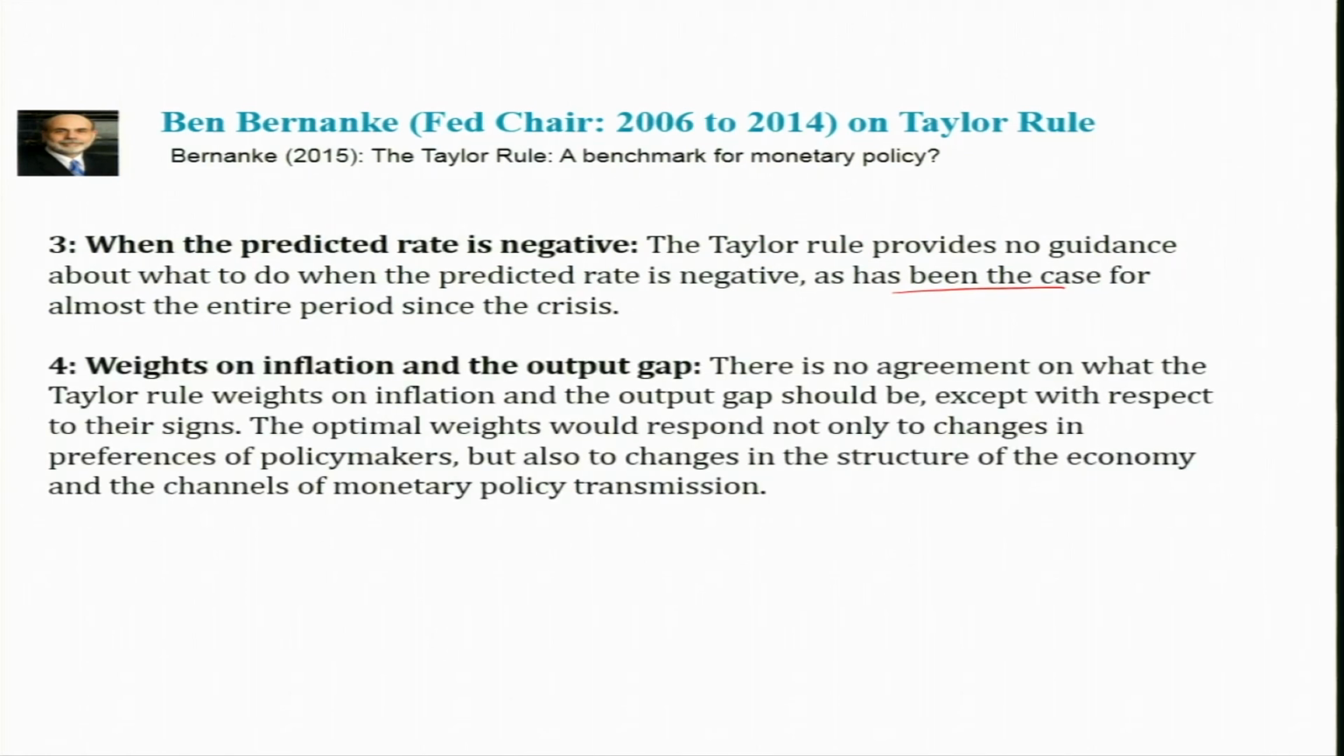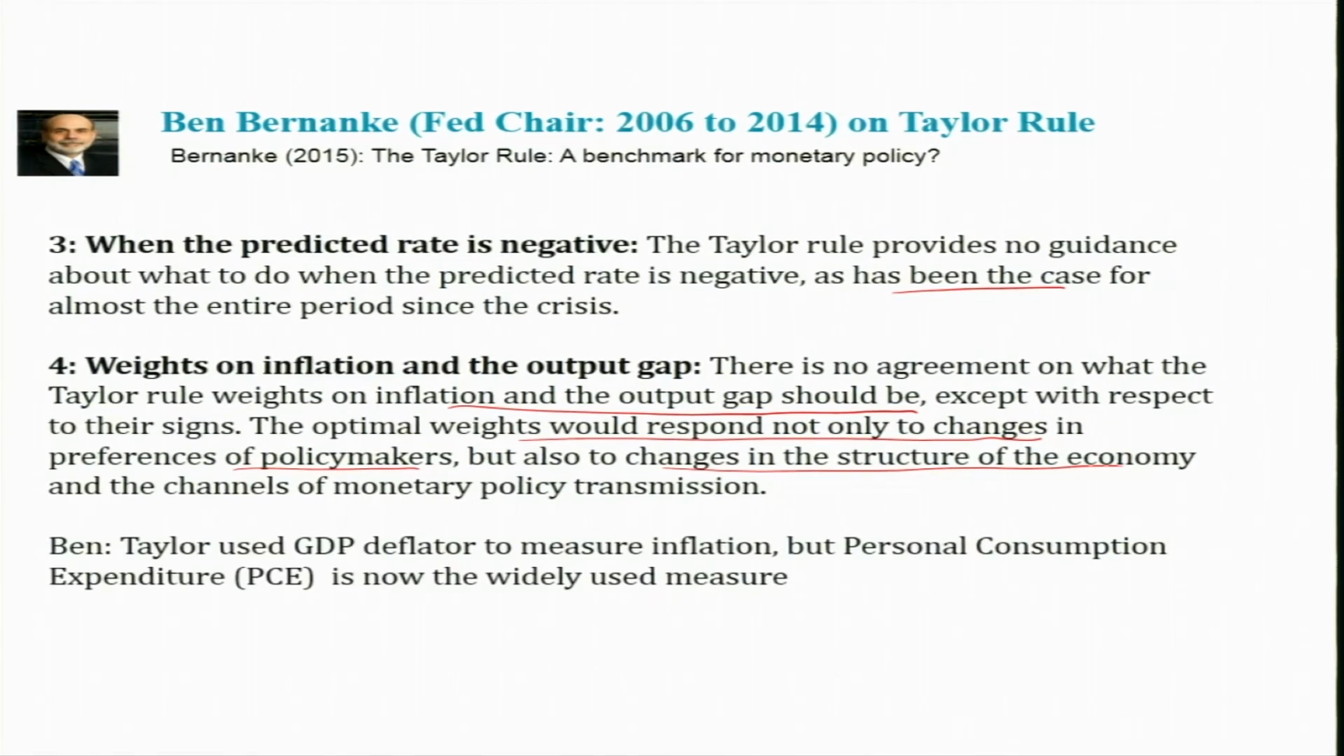Based on inflation and the output gap, there is no agreement among policymakers and other academicians on what the Taylor rule weights on inflation and output gap should be. The optimal weight would respond not only to changes in preference of policymakers, but also to changes in the structure of the economy and the channels of the policy transmission mechanism. One more thing before I conclude this session: Taylor used the GDP deflator to measure inflation, but these days personal consumption expenditure is widely used as a measure of inflation.